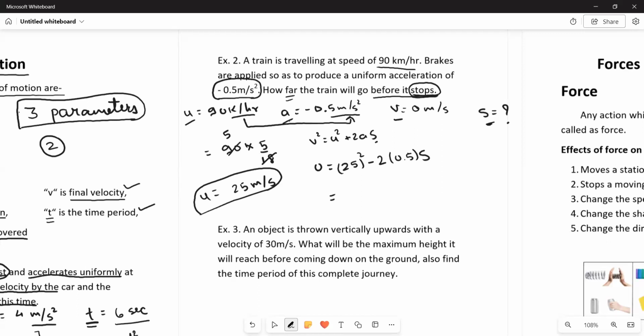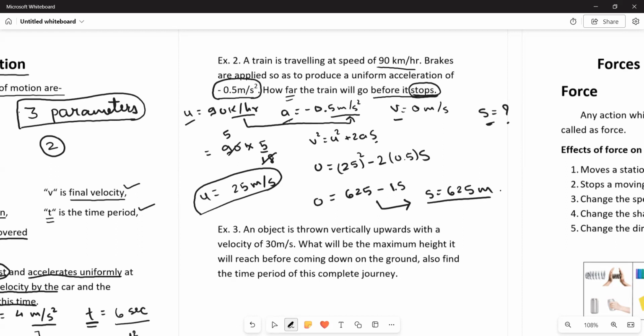So that will be equals to 25 square is 625 minus this 2 times 0.5 will be equals to 1, and this 1 times s, and this is equals to our 0. This is 1 times s. So from here we get the value of s as equals to 625 meters. By simplifying this equation, we get the value of our s as 625 meters. So the train will travel 625 meters before it stops.